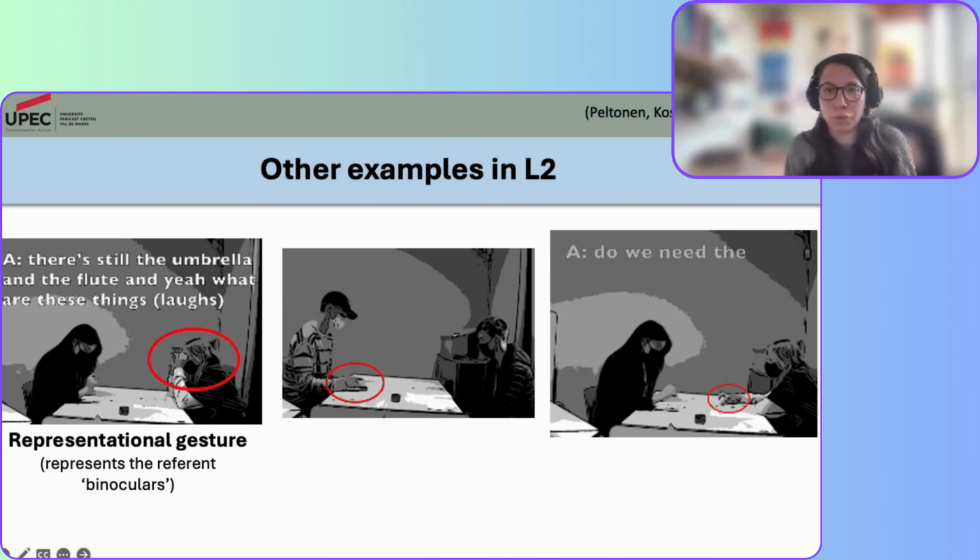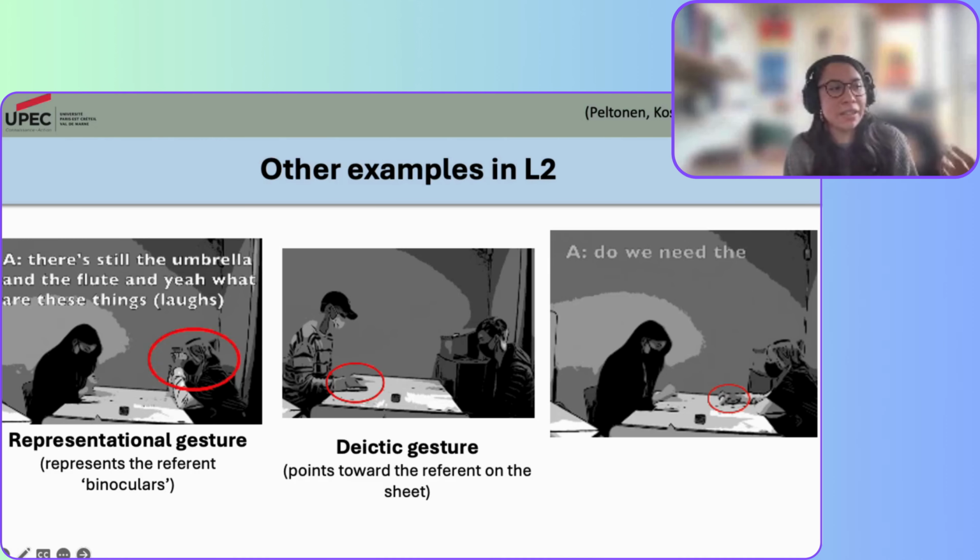Then the other one is also referential, but this time he's pointing, well, not pointing with his index finger, but with his whole palm towards a referent on the sheet, right? The med pack. So the med pack is one of the items on the sheet of paper, and so he's pointing towards it before retrieving the word. So it's a deictic gesture. Again, by pointing, I don't necessarily mean index finger, right? It can also be a whole hand. And you can point with your head as well, or with your foot. So it can be done with various parts of your body.